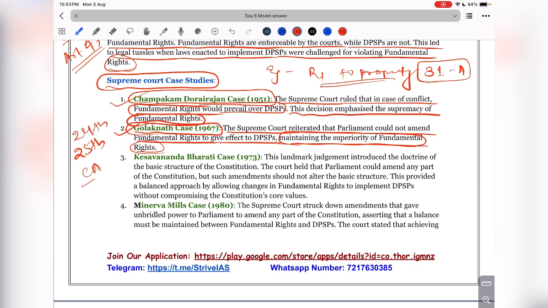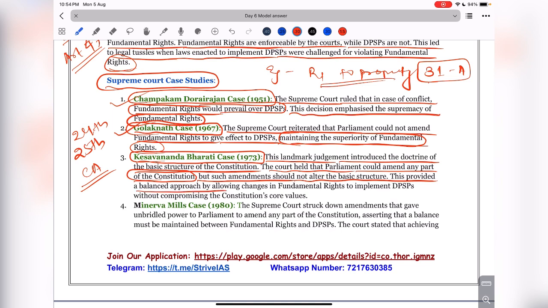Then the Supreme Court in Kesavananda Bharati case said, this landmark judgment introduced the doctrine of basic structure of the Constitution. The court held that the Parliament could amend any part of the Constitution, but such amendment should not alter the basic structure. This provided a balanced approach, allowing changes in the fundamental right to implement the DPSP without compromising the core value. That means Parliament has the right to amend the Constitution, even fundamental right, provided that it should not violate the core, basic, essential feature of the Constitution.